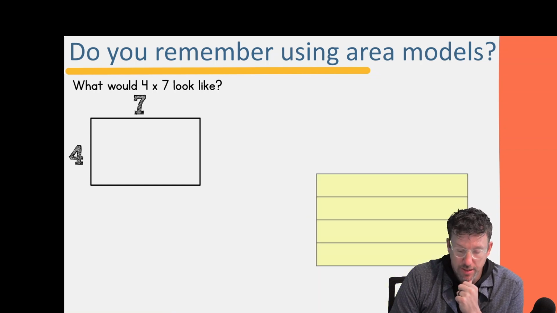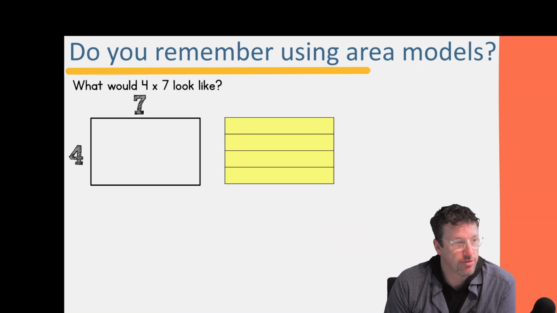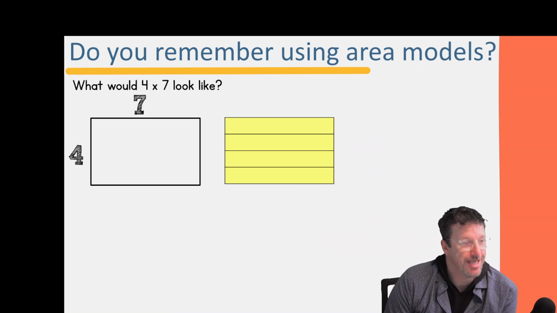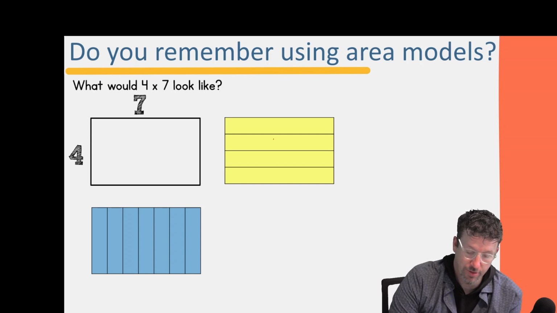And then we said, oh, well, 4 is equal to this, all right? We take that rectangle shape and we cut it into 4 equal rows, okay? And then we do the same thing with the 7. We take that same size rectangular shape and we cut it into 7 columns. So if you could look at it, this has 4 and this has 7, right?